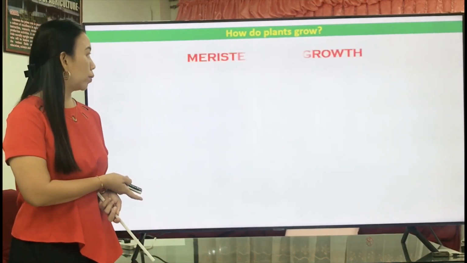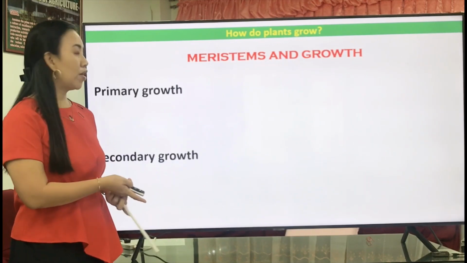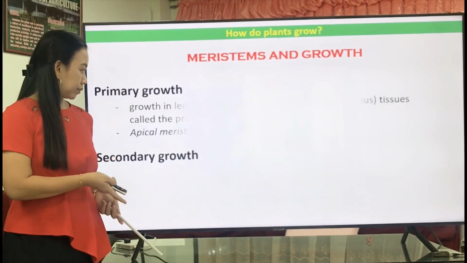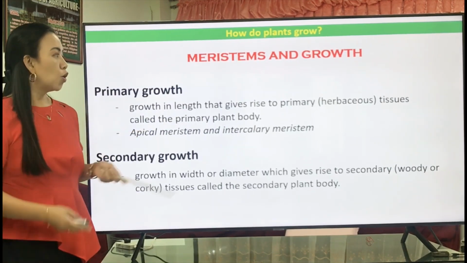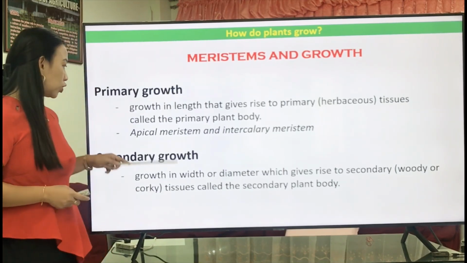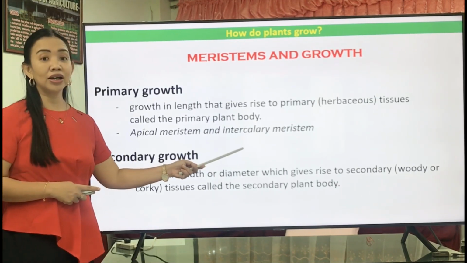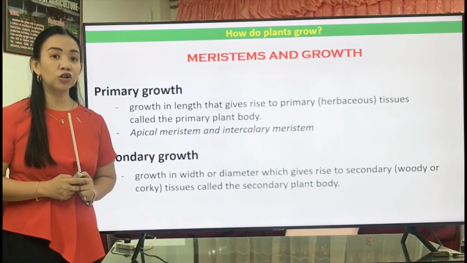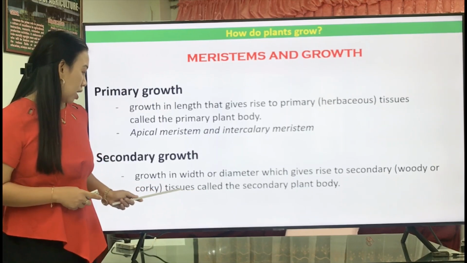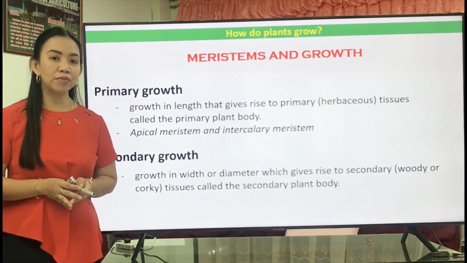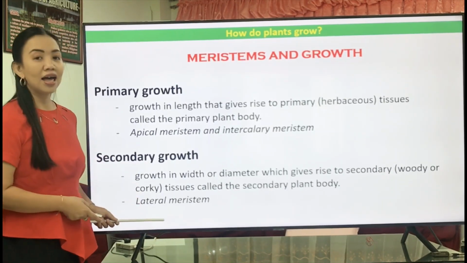So how do plants grow? It is of course based on the function of this meristem. So we have the primary and the secondary growth. When we say primary growth, it is more on the increase of the length of the plant, which gives rise to the primary tissues. The meristems involved in the primary growth are two, the apical and the intercalary meristem. But when we say secondary growth, it is more on the width or the diameter of the plant. So it is increasing the width of the stem, the roots and the branches, and the meristem which is involved in the secondary growth is known as the lateral meristem.